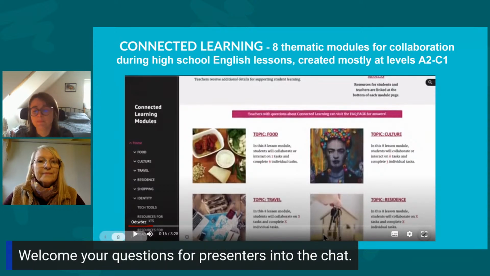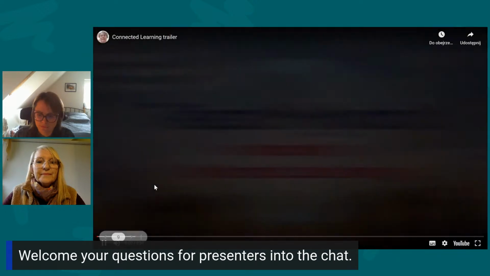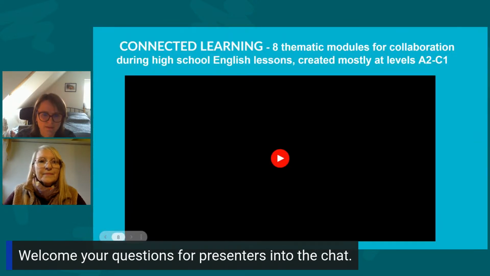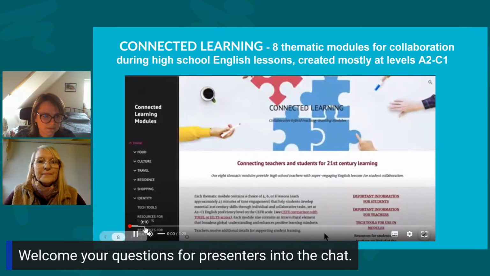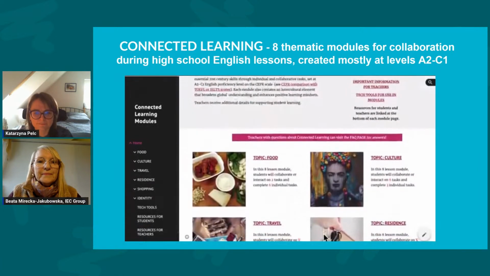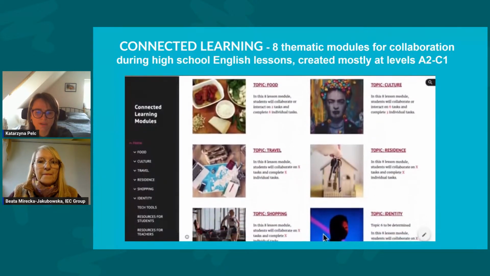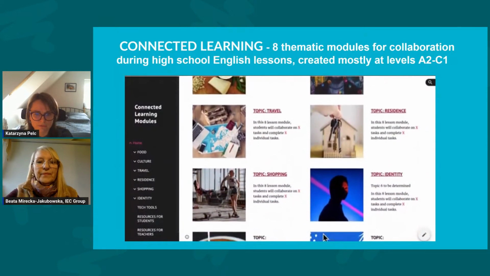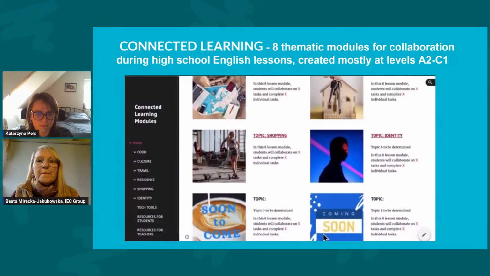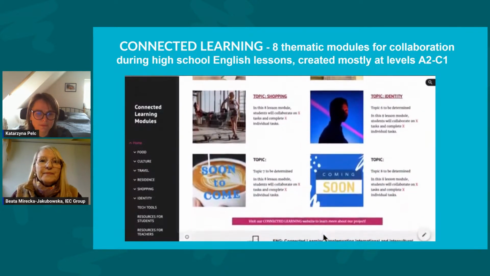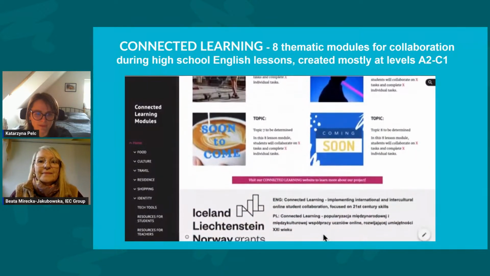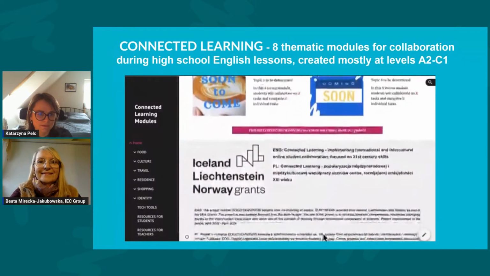There are 8. We will create 8 at the end of our project. 2 of them, food and culture, are already there. Yes, so next 4, travel, residence, I think it is shopping and identity, are the modules that are under construction at the moment, and there will be 2 more coming soon. And as we scroll down, you can see the information about the grant that our project is financed from.